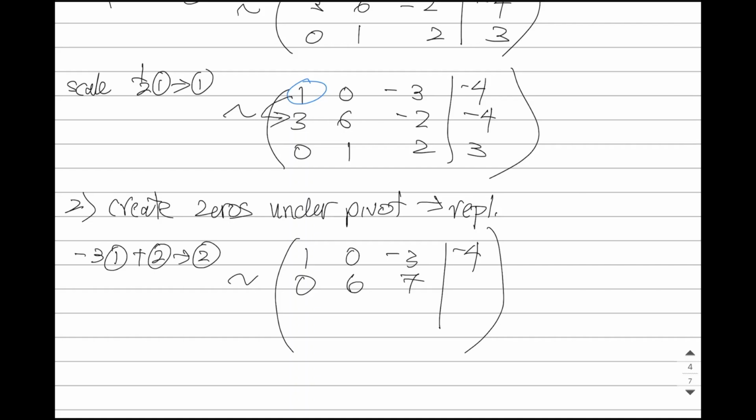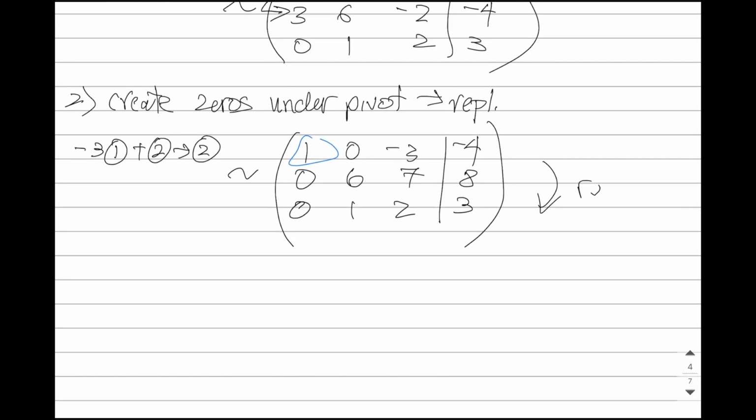12 plus -4 gives me an 8. I'm not messing with the third equation because it's already got a 0 in the pivot position. Now I have created a pivot with a value of 1 and it's got zeros underneath it. So what I do now is I repeat. This is why it's an algorithm. An algorithm takes a set of steps and then repeats it over and over and over again.